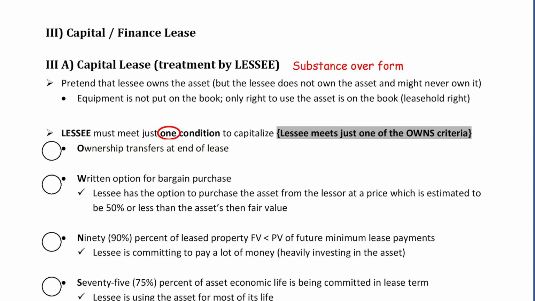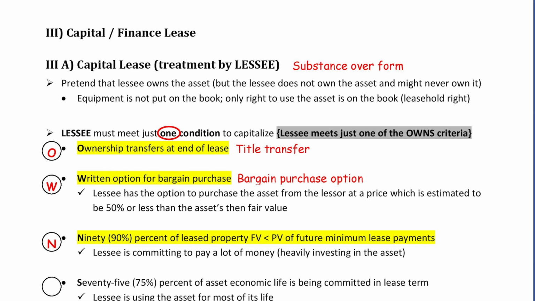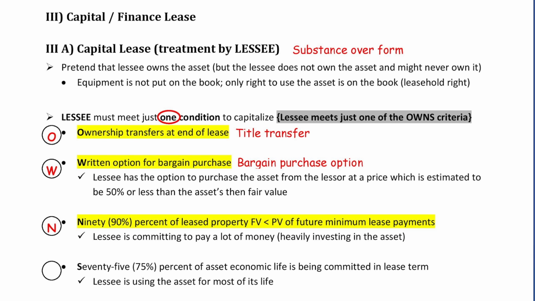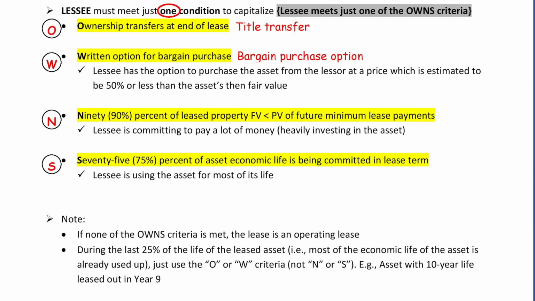On the first bubble, write O, highlight ownership transfers at the end of lease and write title transfer. Next bubble, write W, highlight written option for bargain purchase and write there bargain purchase option. Third bubble, write N, highlight 90% of lease property fair value is less than or equal to present value of future minimum lease payments. The fourth bubble, we have S and highlight 75% of asset economic life is being committed in lease term. So for a lease to be classified as capital lease, the lessee must meet just one of the owns criteria.